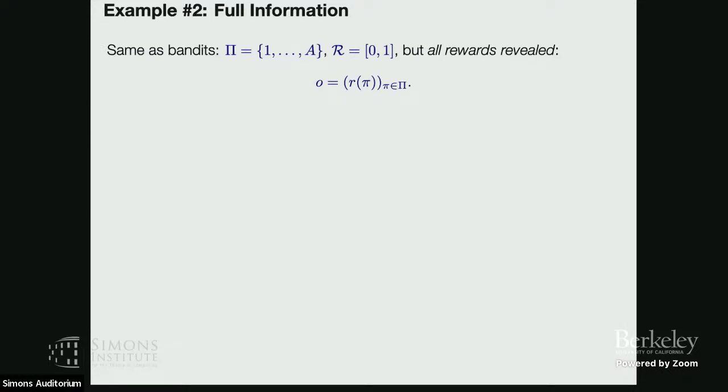Okay, I'll go to another example here. This is just going to be full information online learning. This is going to be a setting just like bandits. We have a finite decision set, but now we're going to see an observation, which will just be rewards for all of the possible decisions we could have selected. So there's no more bandit feedback. We get to see everyone's reward.